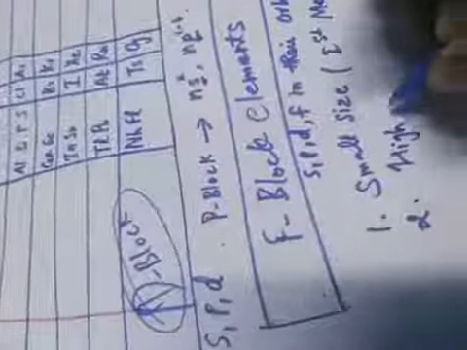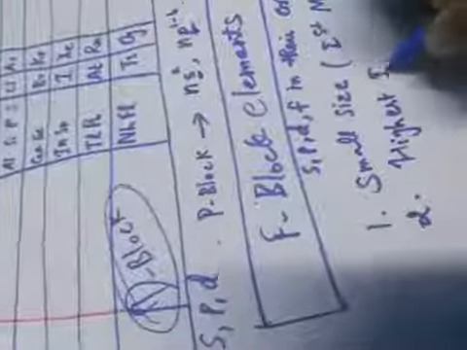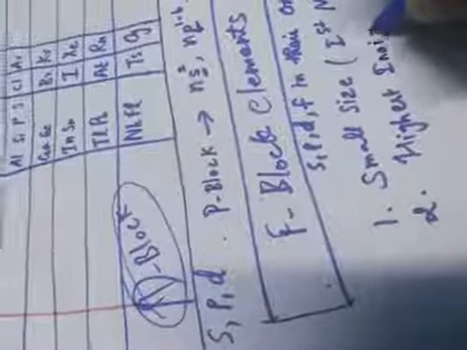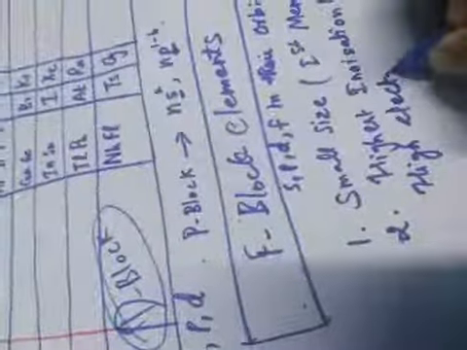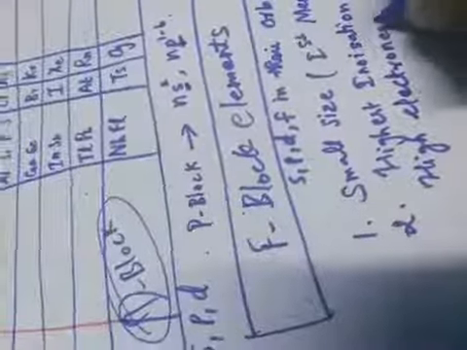Second, highest ionization enthalpy. They have high electronegativity. And of course, they don't have d orbitals in their valence shell.